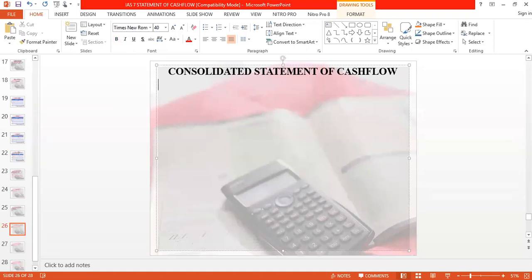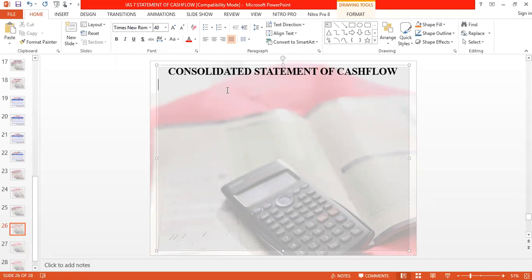So let's look at consolidated statement of cash flow. I shared the question in the group. As I requested you, I hope you had read the question.